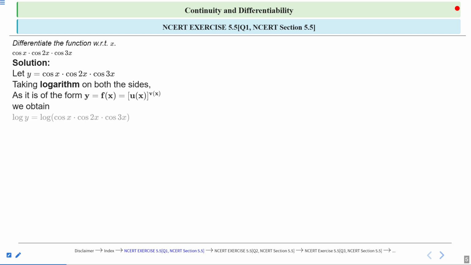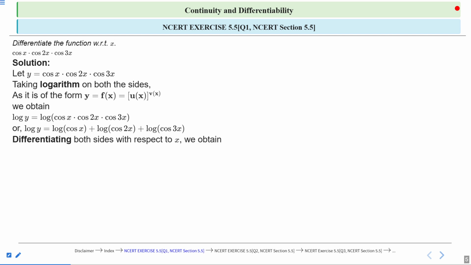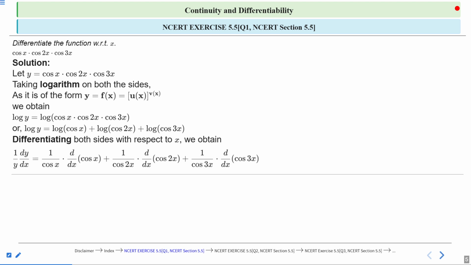So we obtain log y will be equal to log of cos x into cos 2x into cos 3x, right? Or log y will be equal to log cos x plus log cos 2x plus log cos 3x, right? Now differentiating both sides with respect to x, we obtain 1 by y dy by dx will be equal to 1 by cos x into d upon dx of cos x plus 1 by cos 2x into d upon dx of cos 2x plus 1 by cos 3x into d upon dx of cos 3x, right? First we have taken log both sides, after that we have differentiated both sides, right?